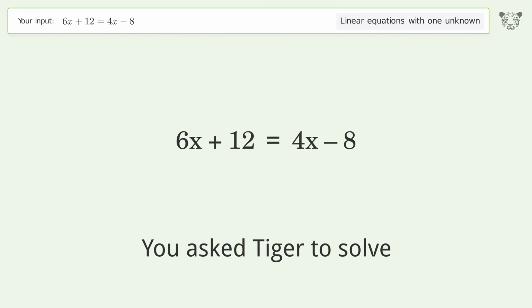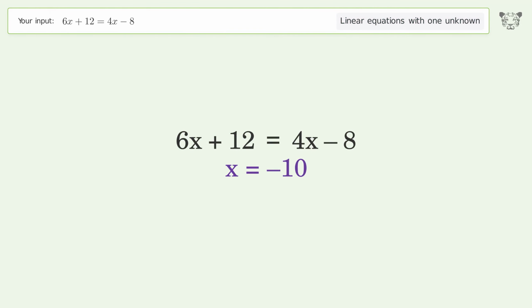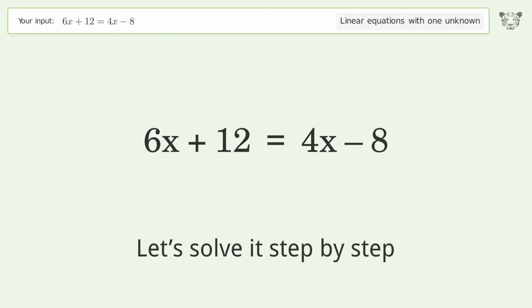You ask Tiger to solve this. This deals with linear equations with one unknown. The final result is x equals -10. Let's solve it step by step.